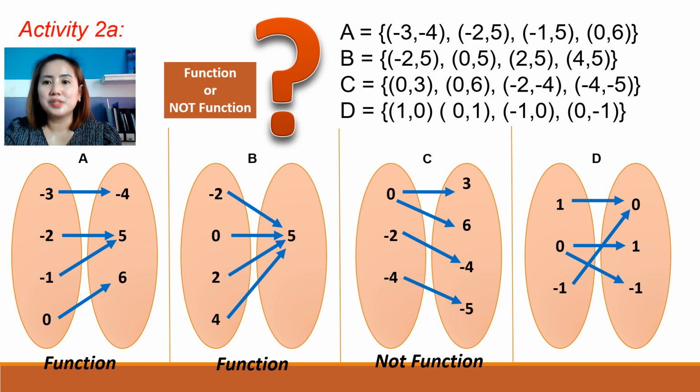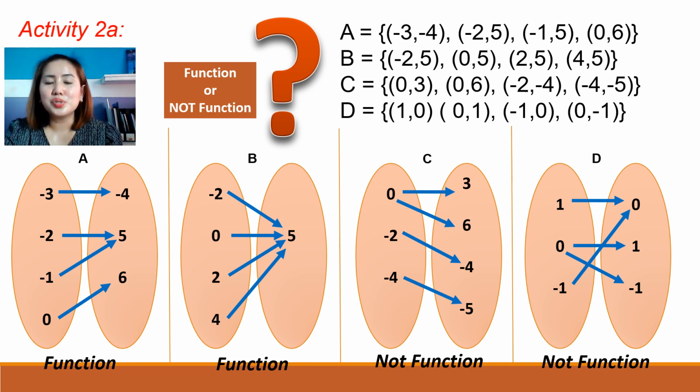Since it was used twice, we can consider this as not a function because 0 was being repeated. Now let us proceed to our last diagram, which is set D. We have here 1 to 0, 0 to 1, 0 to negative 1, and negative 1 to 0. Again, always look at the first element, or the values of x. So we can also see in here that 0 is used twice to represent two different ordered pairs, and therefore we can consider this as not a function.